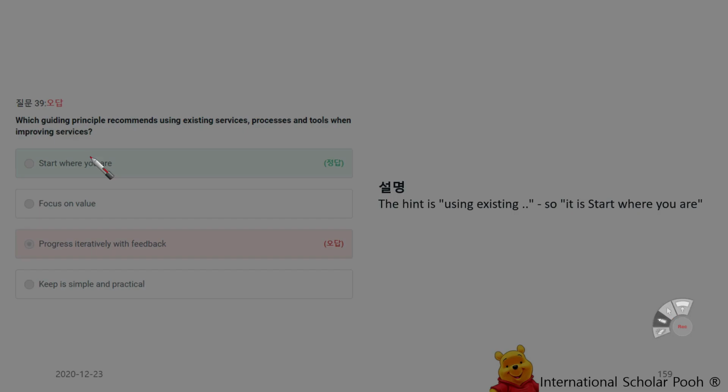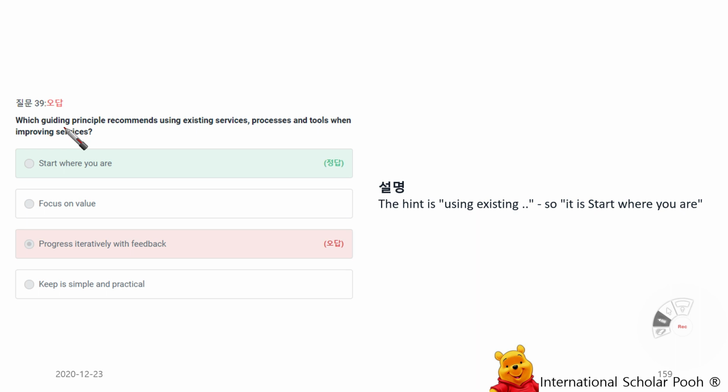Which guiding principle recommends using existing services, processes, and tools when improving services? Start where you are. The hint is using existing. Start where you are.